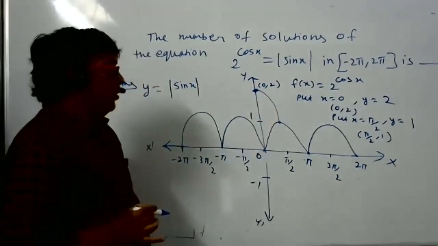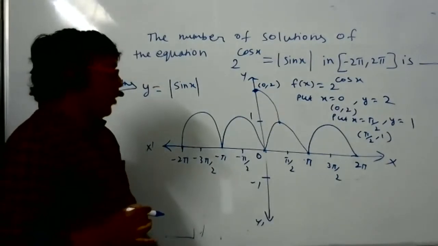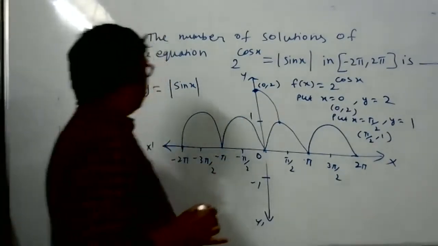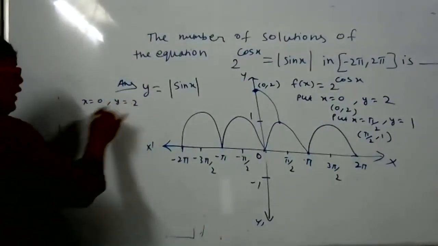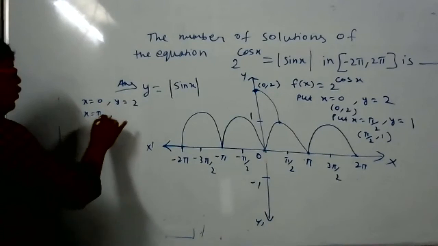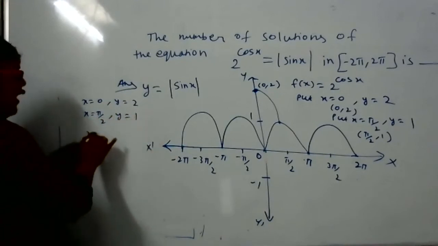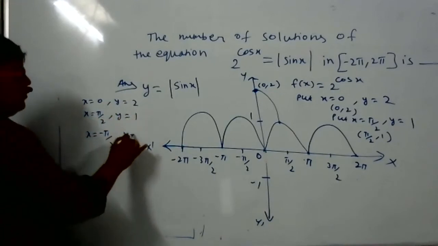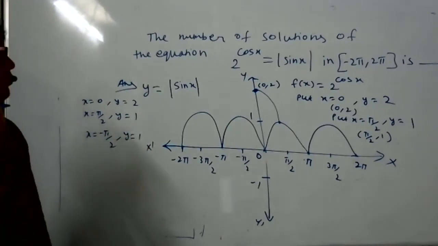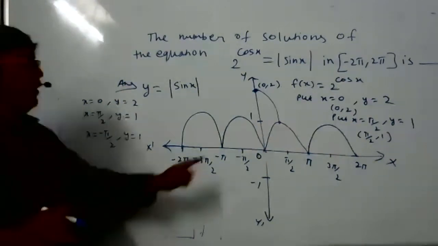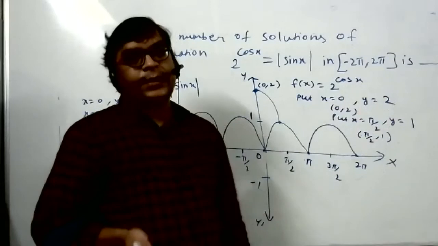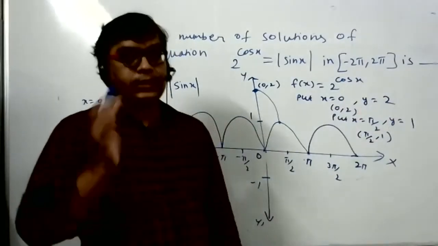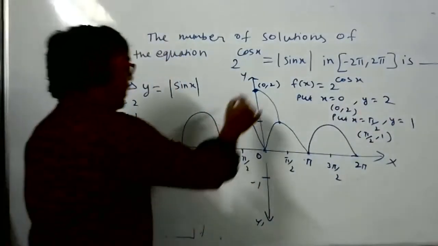Now what will we do? Put minus pi by 2. X is 0, y is 2. X is pi by 2, y is 1. X is minus pi by 2, put it, students. Sir, it would still be 1. 1 only. If you put x as minus pi by 2, cos of minus pi by 2 is cos pi by 2, which is 0. 2 to the power 0 is 1. So what happened? It will go down.